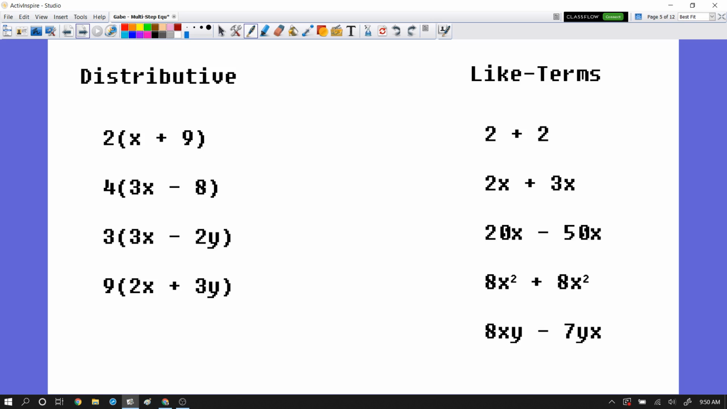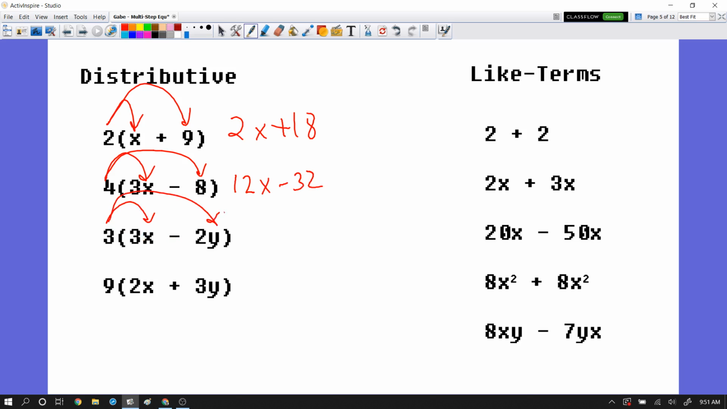All right, so distributive. You should have multiplied x plus 9 by 2. So that's 2x plus 18. You should have multiplied 3x minus 8 by 4. So that's 4 times 3x is 12x. 4 times negative 8 is negative 32. Multiply 3x minus 2y times 3. 3 times 3x is 9x, and then 3 times negative 2y is negative 6y.